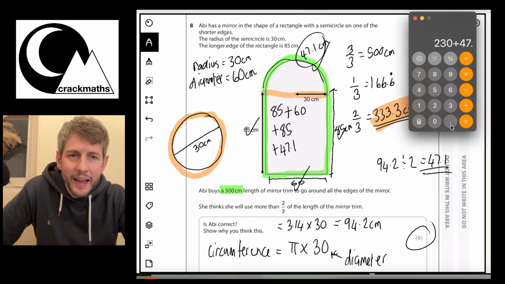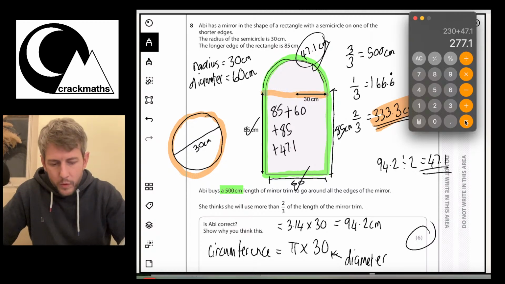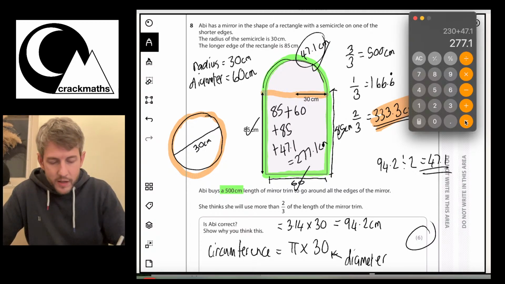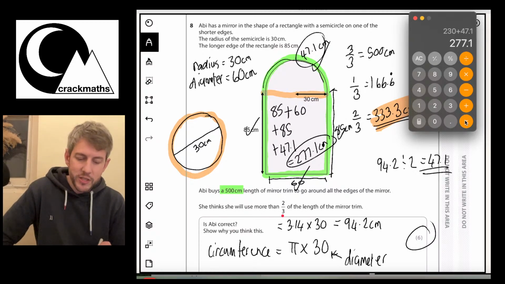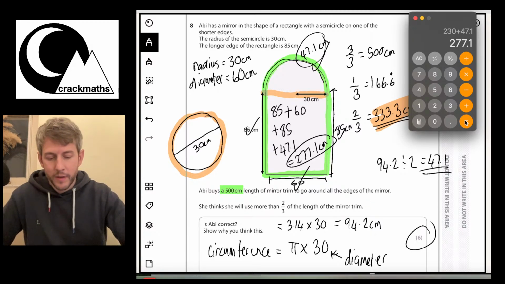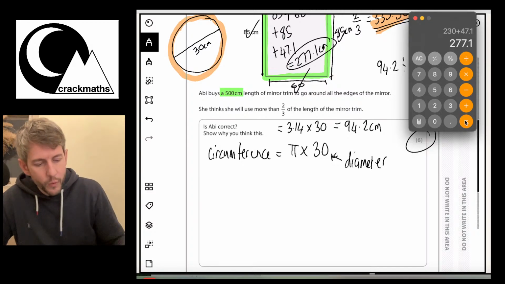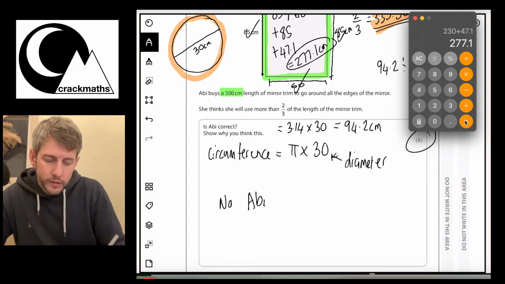I think she's going to comfortably do it. Right, so that equals 277.1 centimetres. So yes, she can do it. Abby is correct. She will use... Oh no, she's not. She's wrong. Abby thinks she'll use more than the 2/3 of the length of the mirror trim. She isn't. She's going to use less, which is lucky because it doesn't matter if things go wrong that way. But we're all right. So, no, Abby is wrong.